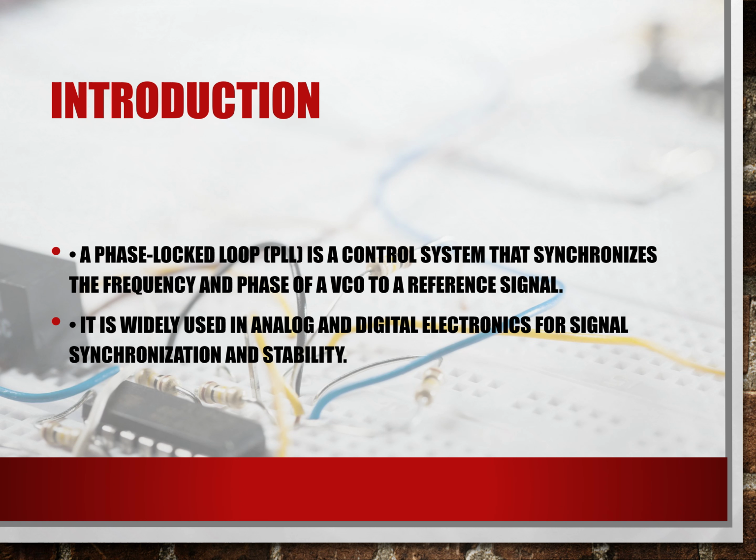Introduction. Let's start with a quick introduction. A phase lock loop, or PLL, is basically a control system that keeps a signal in sync. It does it by matching the frequency and phase of a circuit called a VCO, or better known as voltage control oscillator, to a reference signal.